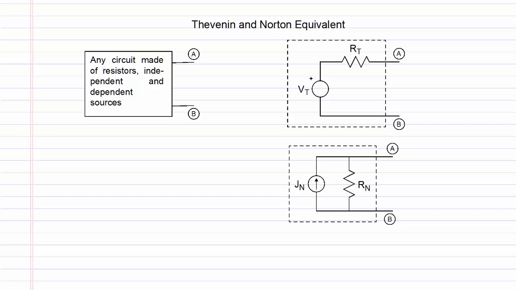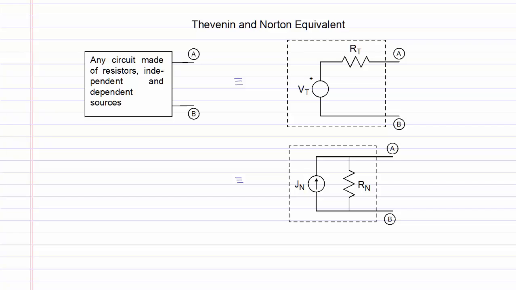For the Thevenin equivalent, we have shown that the circuit on the left, which is any circuit made up of resistors, independent and dependent sources, which is enclosed inside a box and has two terminals A and B coming out of it, is equivalent to a single voltage source of value Vt in series with a resistance of value Rt, and we have given methods to compute Vt and Rt above. The circuit on the left is also equivalent to the second circuit on the right hand side, which consists of a current source in parallel with a resistor. The value of the current source is Jn, standing for the Norton current, and the value of the resistor is Rn, standing for the Norton resistance.